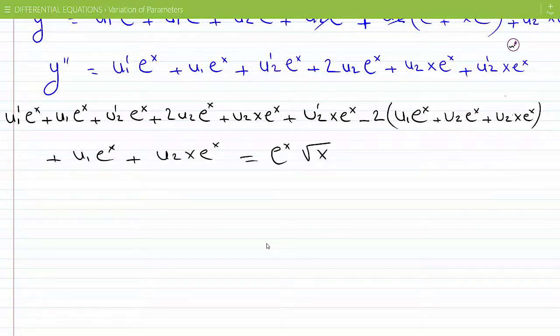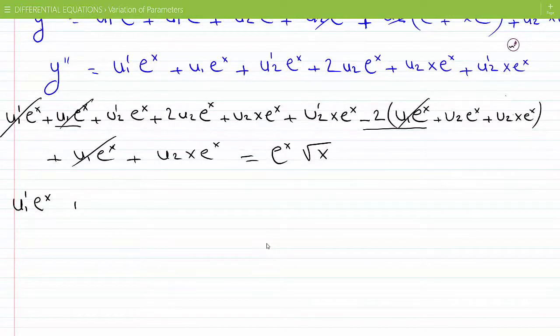Okay, so let's collect the like terms here. The first one, there's only one, so that's just u prime 1 e to the x, and then we have u1 e to the x and minus 2u1 e to the x, so that's minus u1 e to the x plus u1 e to the x, so those go away. And then we have u prime 2 e to the x, the only one, so done with this one too.